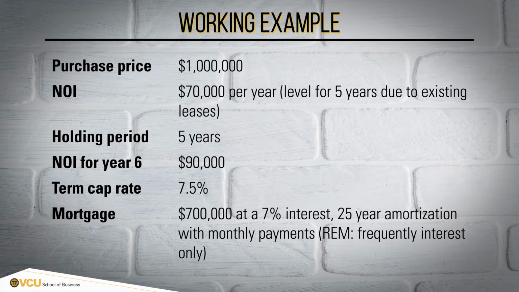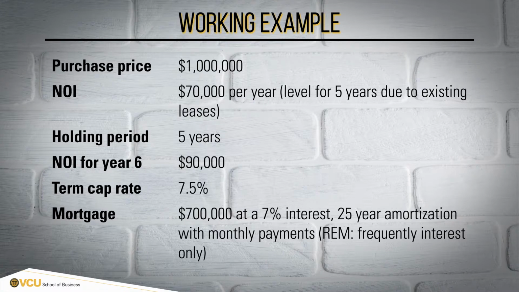The terminal cap rate is 7.5%. Terminal cap rate is also referred to as the going out cap rate. So in other words, this is the R that we're going to use to figure out what we're going to estimate as our receipts when we sell it.